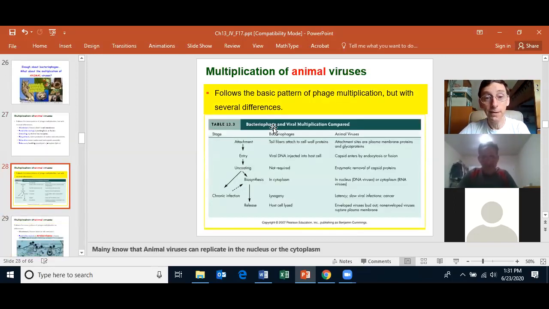For the differences for animal viruses and bacteria viruses, the main difference is that you should realize that animal viruses can replicate in the nucleus or the cytoplasm. Bacteriophages only replicate in the cytoplasm. Any questions about that?